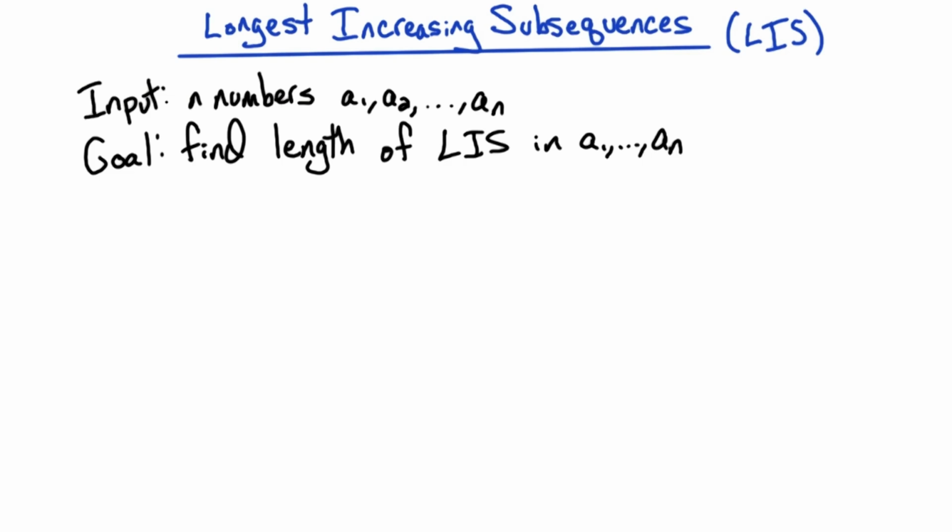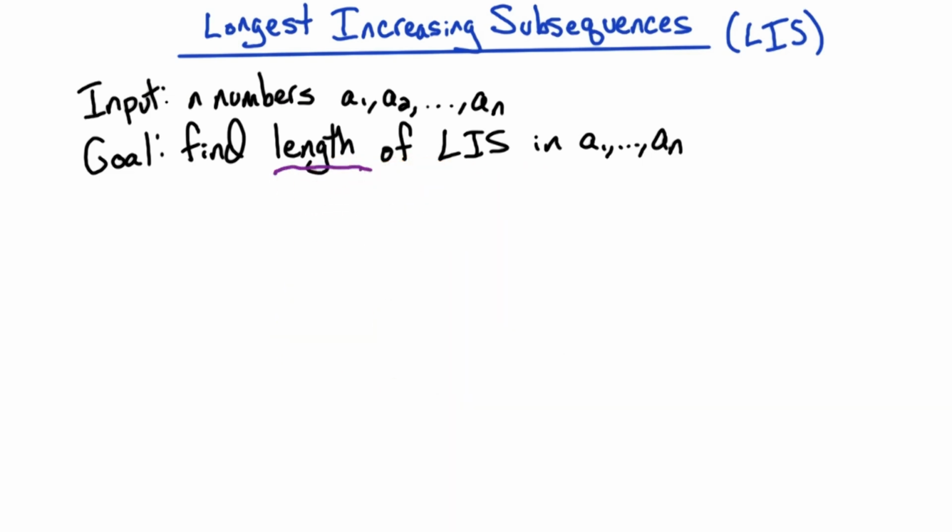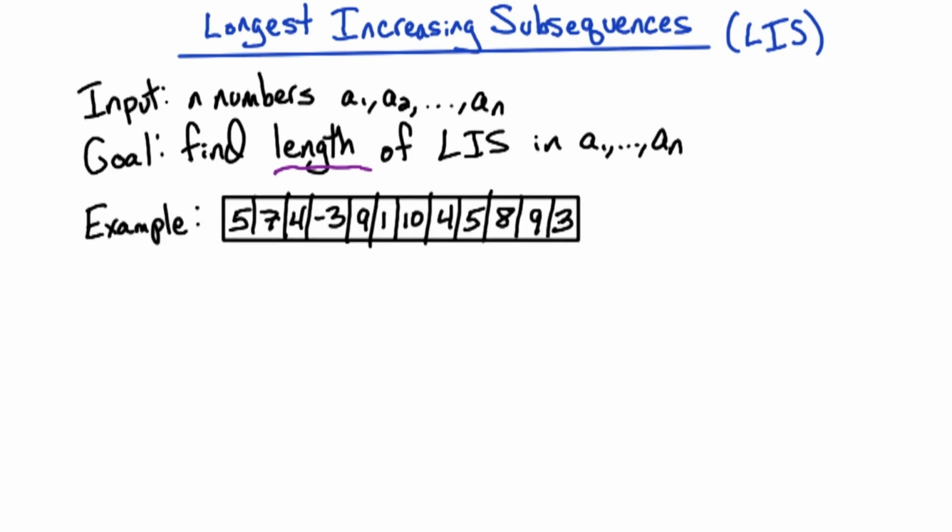One important note, we're only trying to find the length of the longest increasing subsequence. We're not trying to find the subsequence itself. But if we can find the length, then we're going to get to the heart of the problem, and then it'll be easy to transform that into an algorithm to output an actual subsequence of longest length. Let's take a look at a specific example to help illustrate the terminology in this problem. Here's an example where n equals 12.